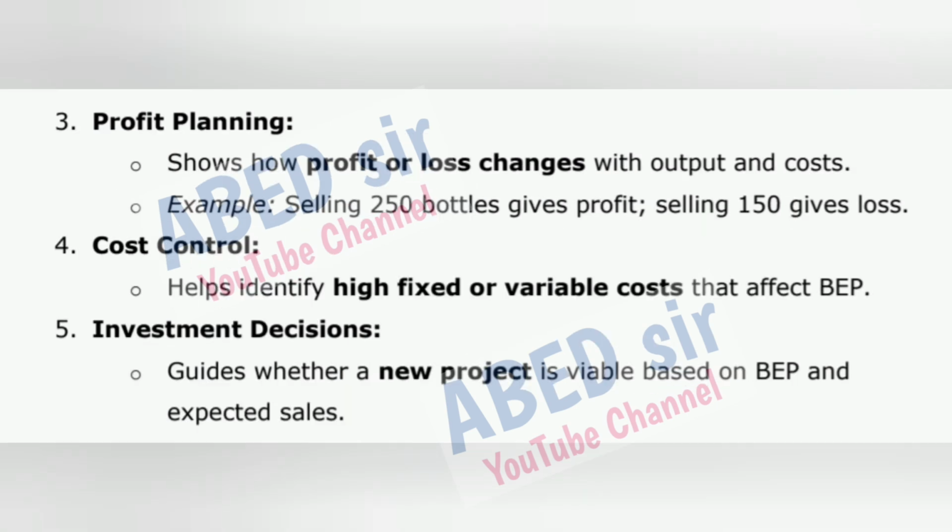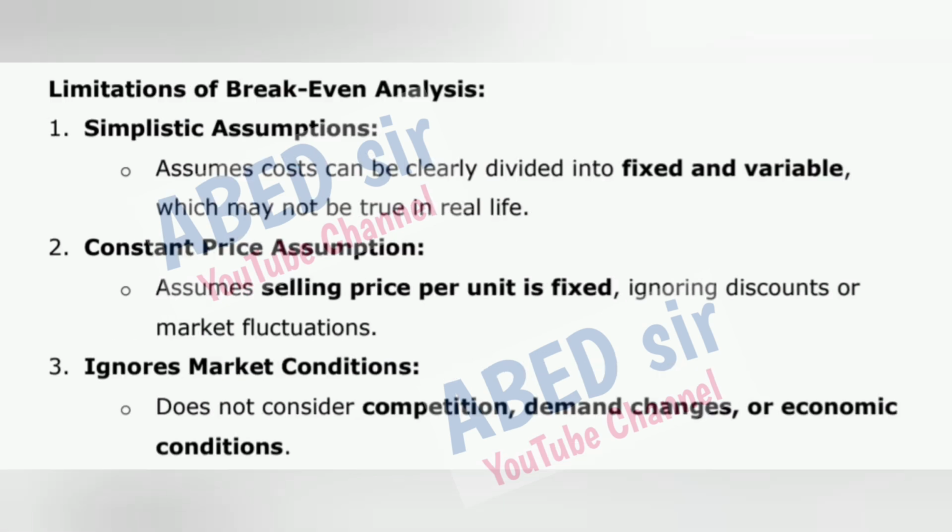3. Profit planning. Shows how profit or loss changes with output and costs. Example: selling 250 bottles gives profit, selling 150 gives loss. 4. Cost control. Helps identify high fixed or variable costs that affect BEP. 5. Investment decisions. Guides whether a new project is viable based on BEP and expected sales.